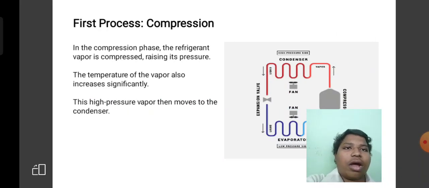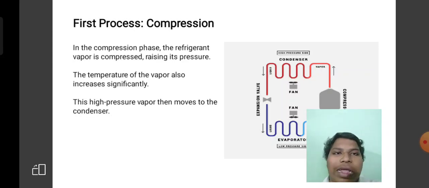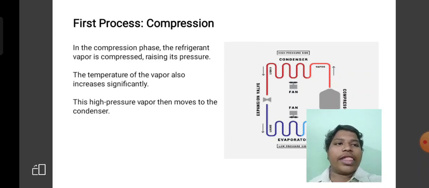First process, compression. In the compression process, the refrigerant vapor is compressed, raising its pressure. The temperature of the vapor also increases significantly. The high pressure vapor then moves to the condenser.